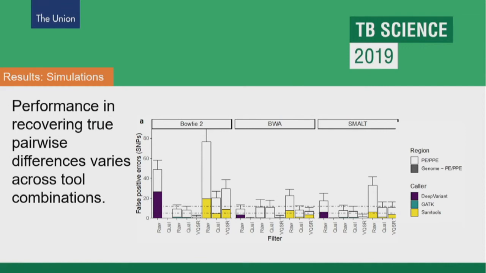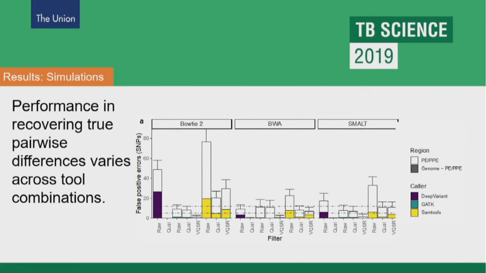Going across the x-axis are the different mapping algorithms and variant filters, and the colors indicate variant caller. Again, the dotted lines show commonly used thresholds of 5 and 12 SNPs. And the important thing is that even in tool combinations that apply filters, frequently the average false positive pairwise errors exceed these commonly used thresholds. So what this means is that the application of our pipeline alone, bioinformatic errors, can lead to the incorrect conclusion that there's no transmission.